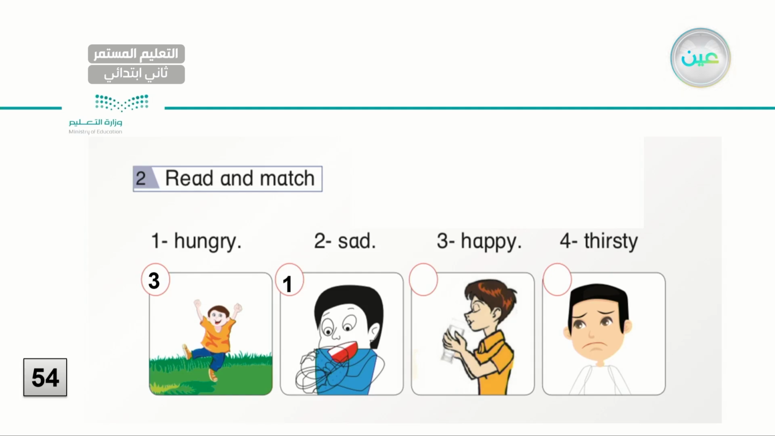While for the third picture, what do you think? The answer is thirsty. Number 4, thirsty. Excellent. And for the last one, he looks sad. He looks sad. I hope you get the correct numbers.